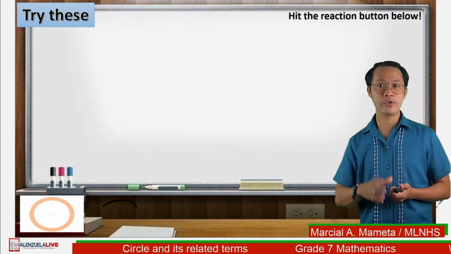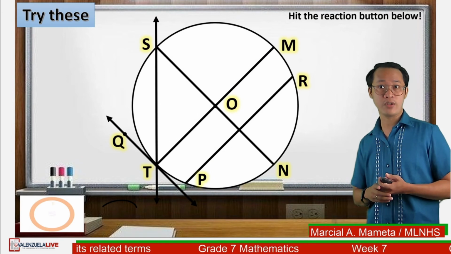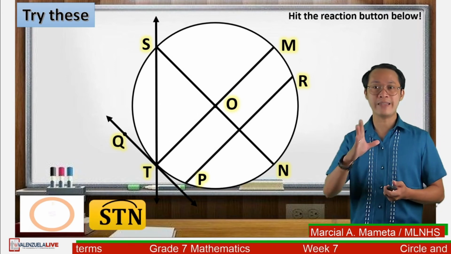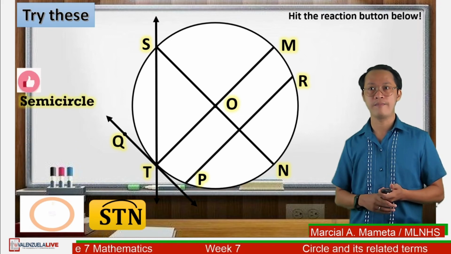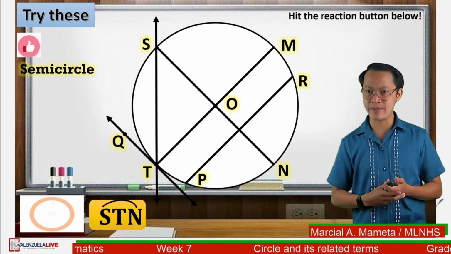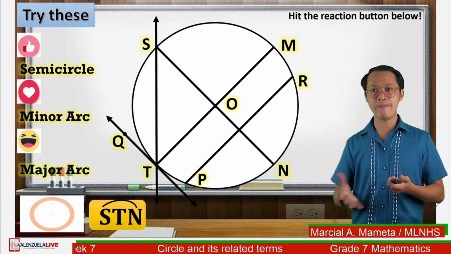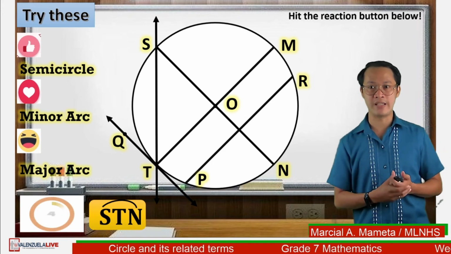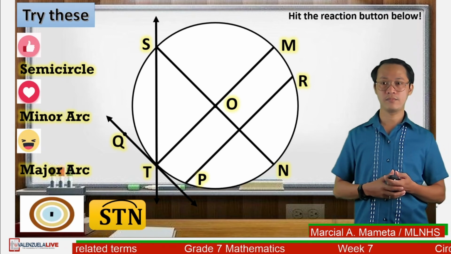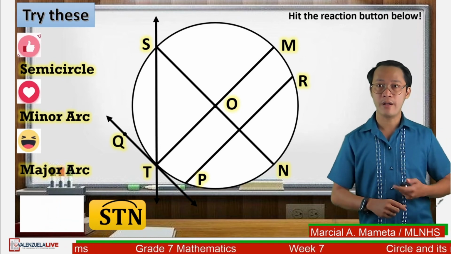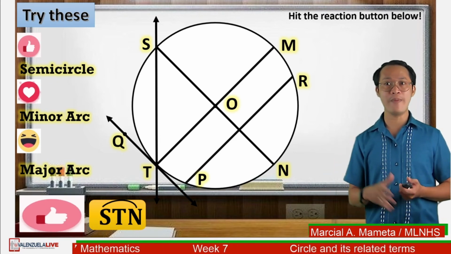Now, it's your turn to identify different types of arcs. Try this. Again, hit the reaction button below. Let us identify first the arc STN. It is an example of semicircle, minor arc, or major arc. 5 seconds. Time is up. The answer is right. It is an example of a major arc STN.